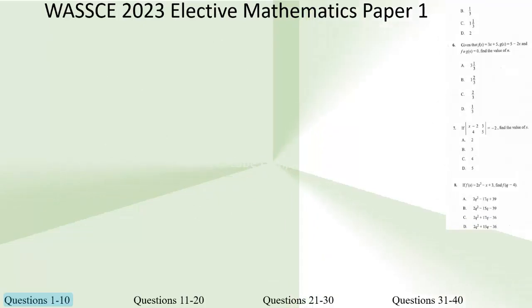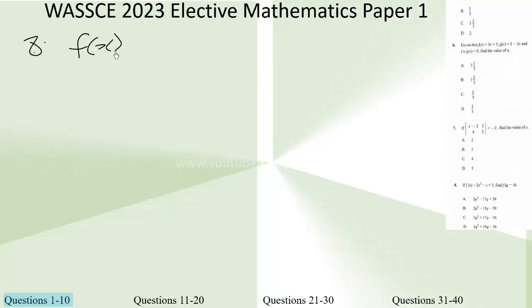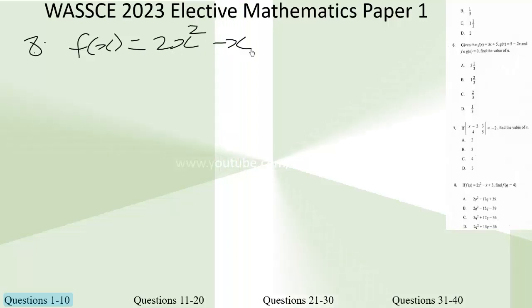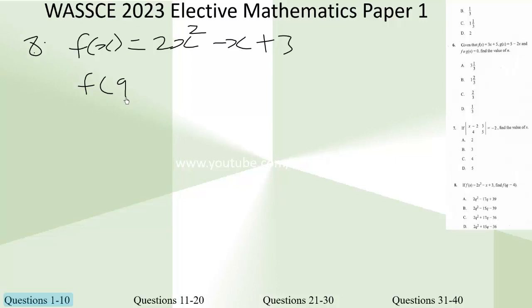Now let's look at question number 8. Question number 8, if f of x is equal to 2x squared minus x plus 3, find f of q minus 4.